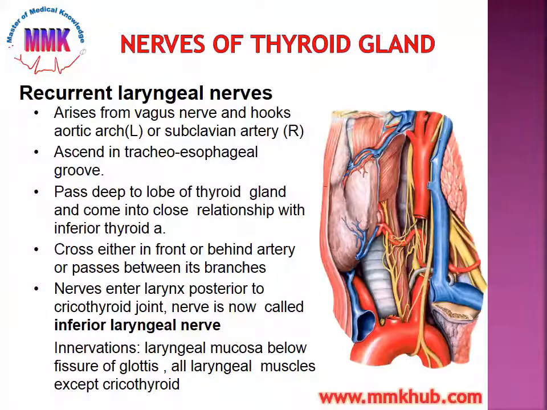Next nerve is the recurrent laryngeal nerve. Recurrent laryngeal nerve arises from the vagus nerve and hooks around the aortic arch on the left side or the subclavian artery on the right side, and then it ascends in the tracheoesophageal groove. Recurrent laryngeal nerve passes deep to the lobe of the thyroid gland and comes into close relationship with the inferior thyroid artery. It crosses either in front or behind the artery or passes between the branches.